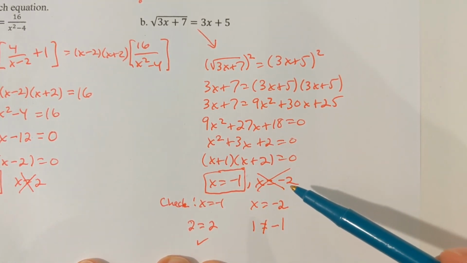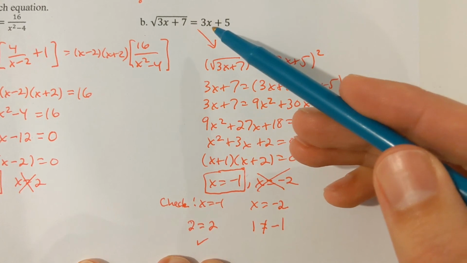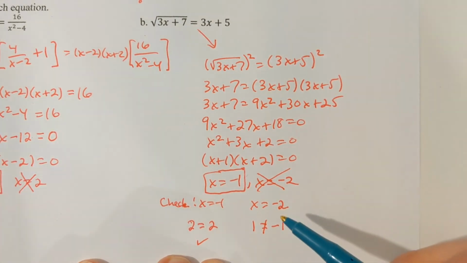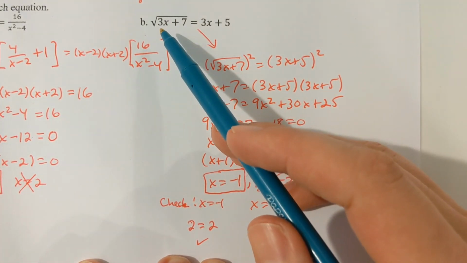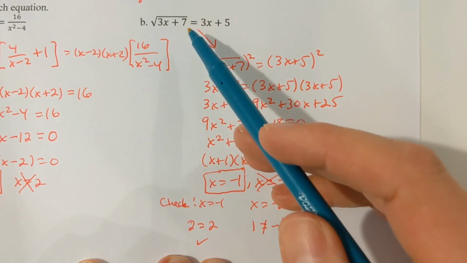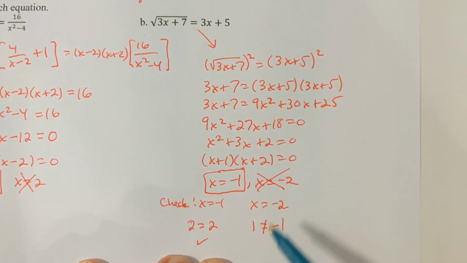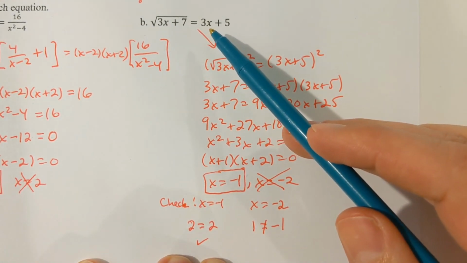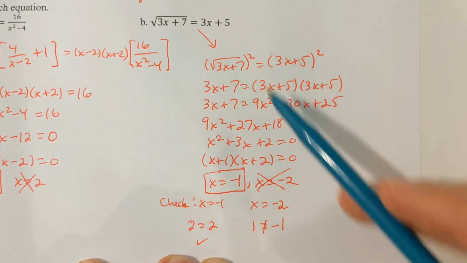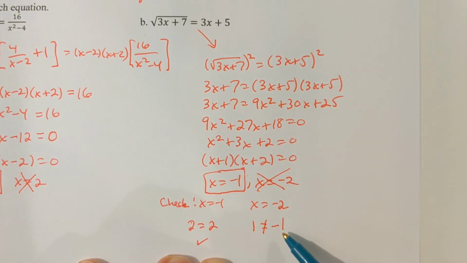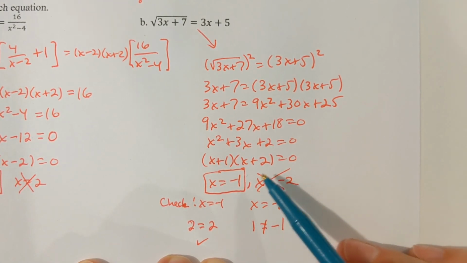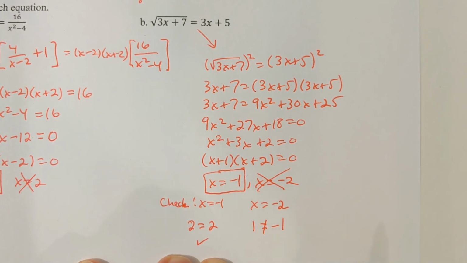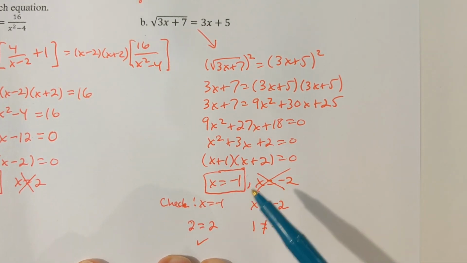Now check negative 2. Same deal, plug it into the original and see if you get a true statement. When I plug negative 2 into the left, 3 times negative 2 is negative 6, plus 7 is 1. The square root of 1 is 1. And then on the right, when x is negative 2, 3 times negative 2 is negative 6, plus 5 is negative 1. So you're saying that 1 equals negative 1, which of course is not true. Therefore, negative 2 would be an extraneous solution. You'd want to throw that away. So the only answer here is x equal negative 1.